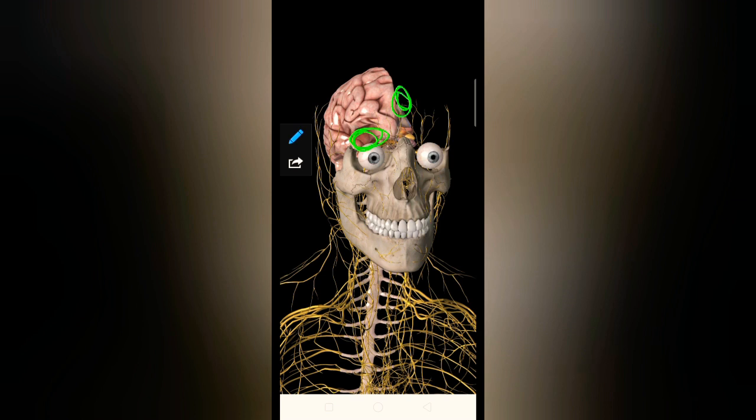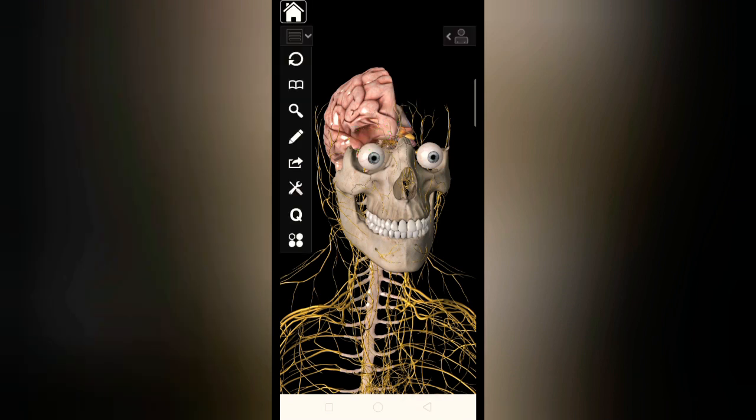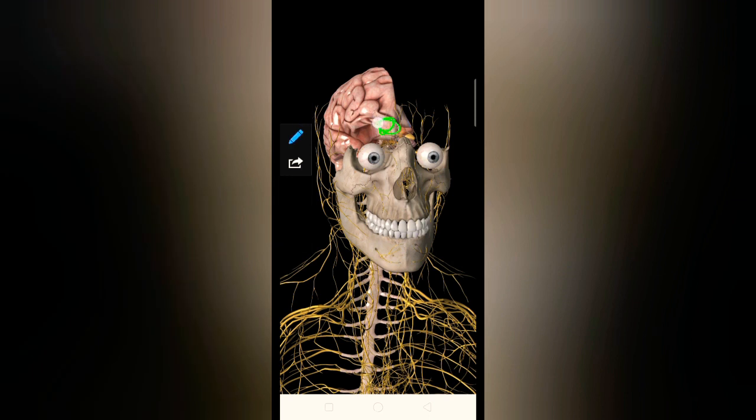It is slightly below. This part has to be removed. If we look at the brain from the base, we will find there is a border known as the medial orbital border, which is going to separate the orbital part of the inferior surface from the medial surface.